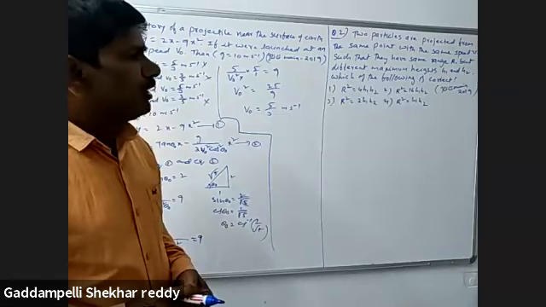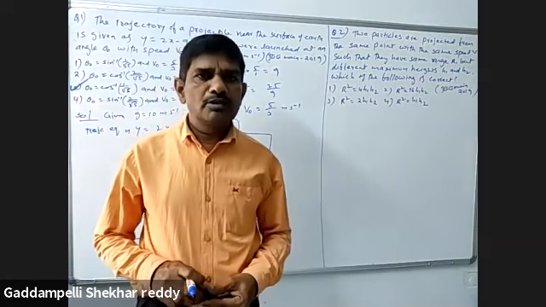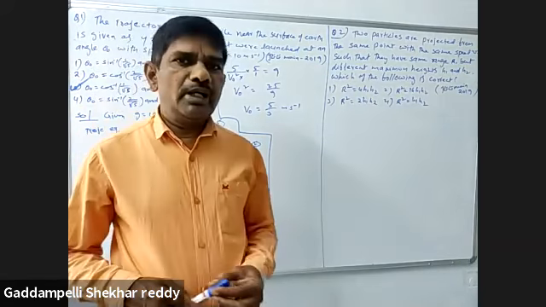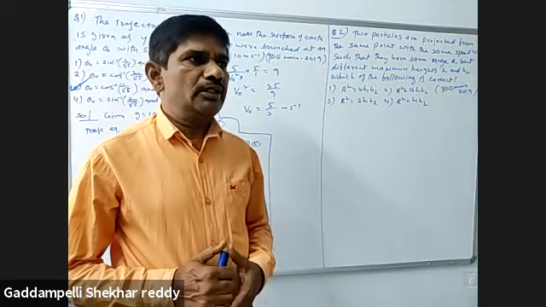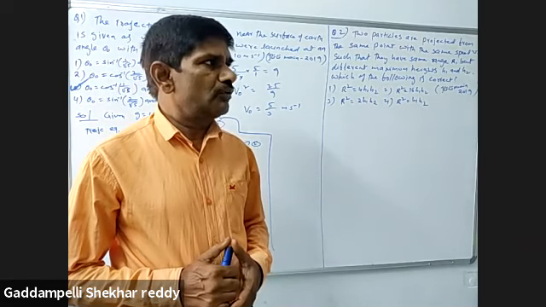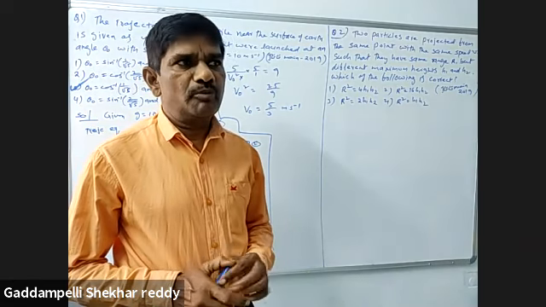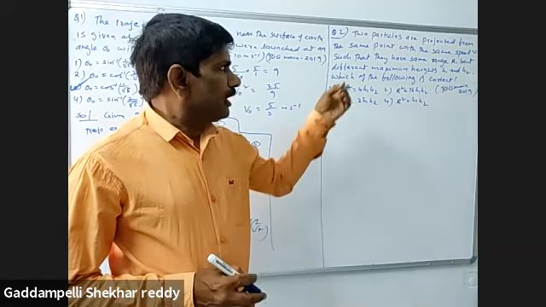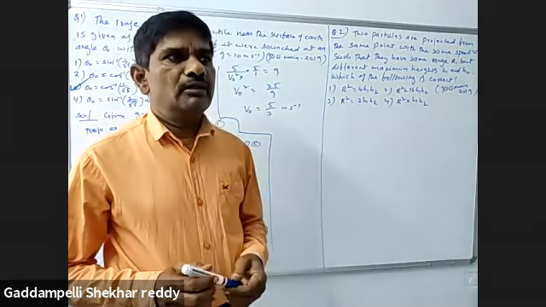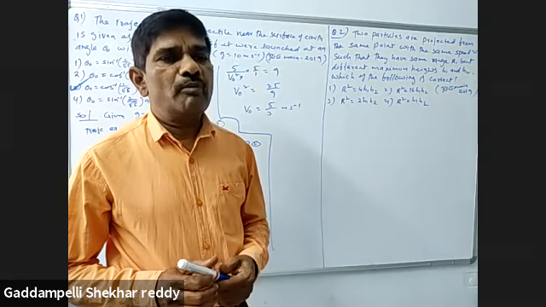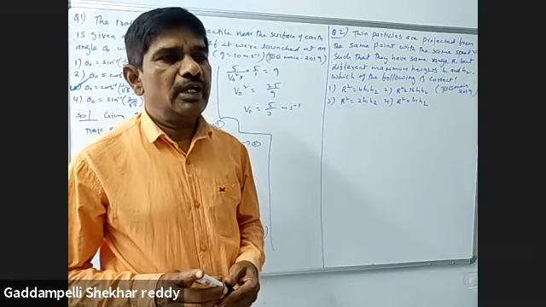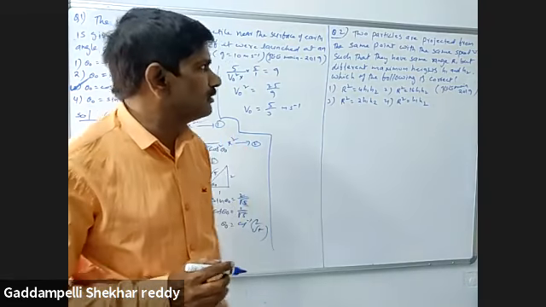Here, what is the given condition? Two particles are projected with the same initial speed u. Generally we know that the maximum horizontal distance covered by the projectile is known as range. So here the range is the same. Range is the same means that the angles are complementary. Range is only the same in the case of complementary angles.